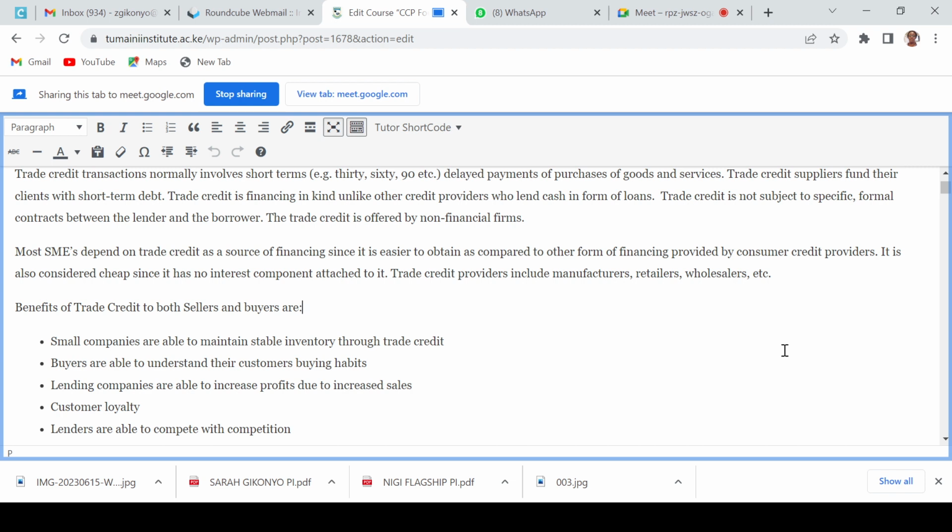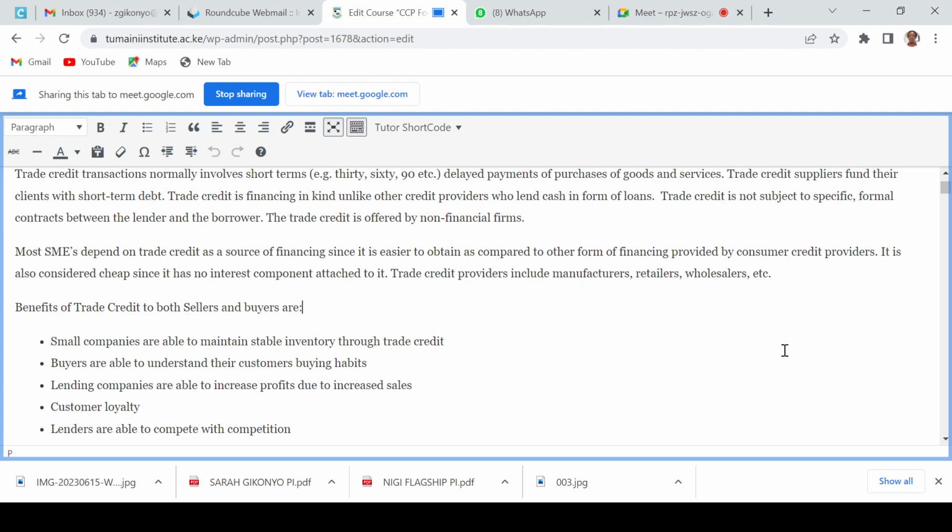So trade credit providers, we can say the players. Who are the players in this market of trade credit? We see them as manufacturers, retailers, wholesalers. So many, and don't just look at those who are selling goods. Look also at those who are offering services.